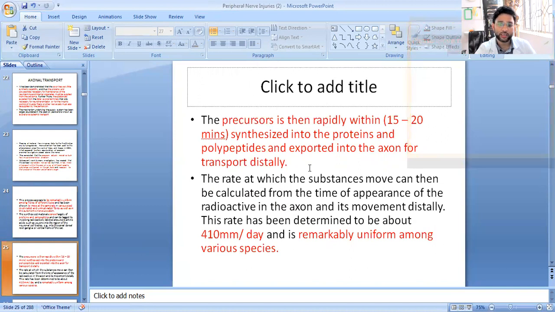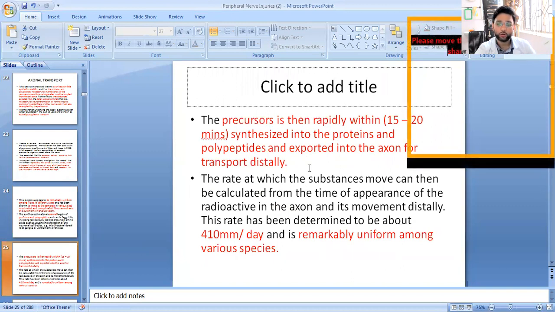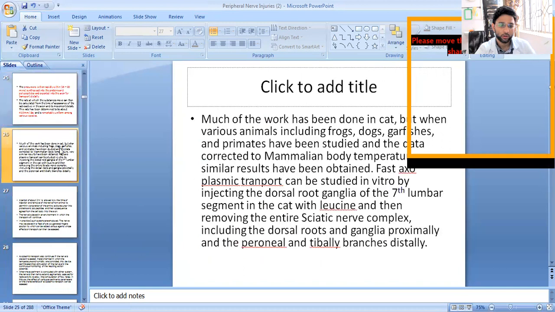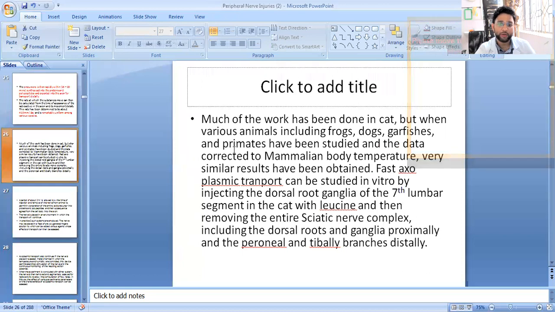The rate at which the substances move can then be calculated from the time of appearance of the radioactivity in the axon and its movement distally. This rate has been determined to be about 410 millimeters per day and is remarkably uniform among various species. Much of the work has been done in the cat, but when various animals, including frogs, dogs, garfishes, and primates, have been studied, and the data corrected to mammalian body temperature, very similar results have been obtained.